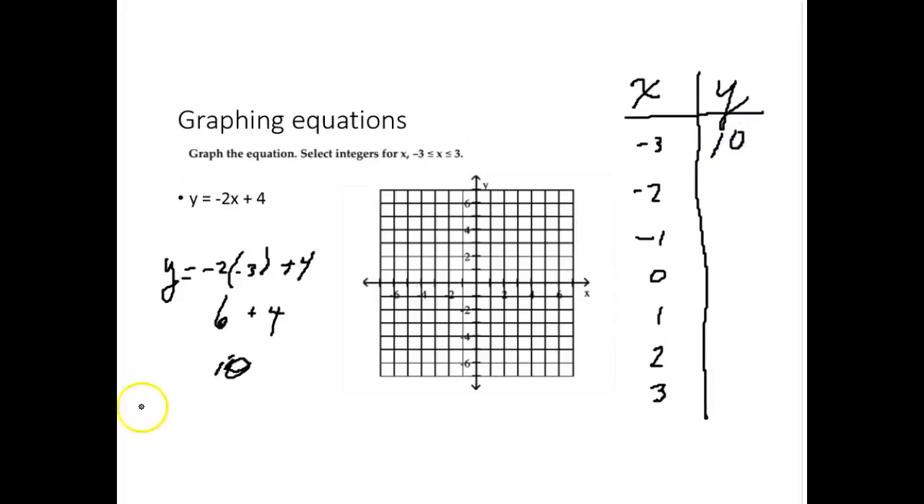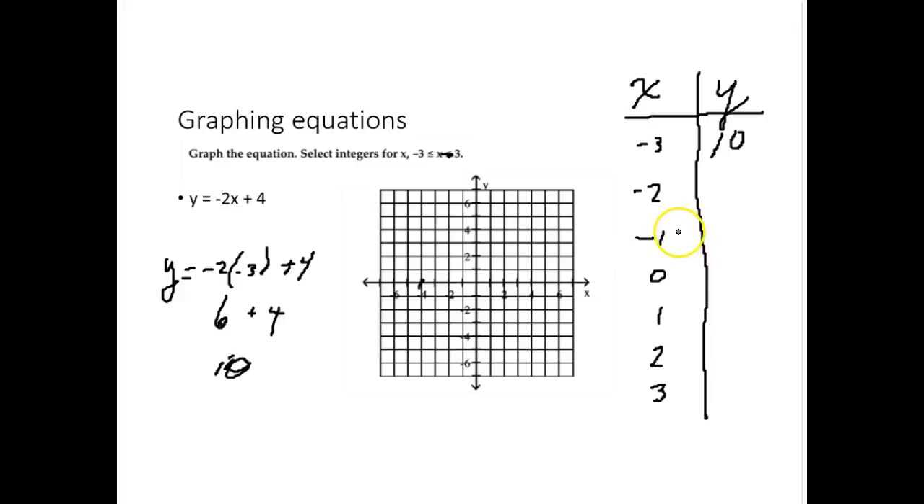So I can find that point on here. I can pretend that I can find it because it's going to be off the graph. Sometimes I'll lose my pen when doing this. Negative 3, 10. So it would actually be up here somewhere. I'm going to go up there and put a point. You'll follow me in just a second.